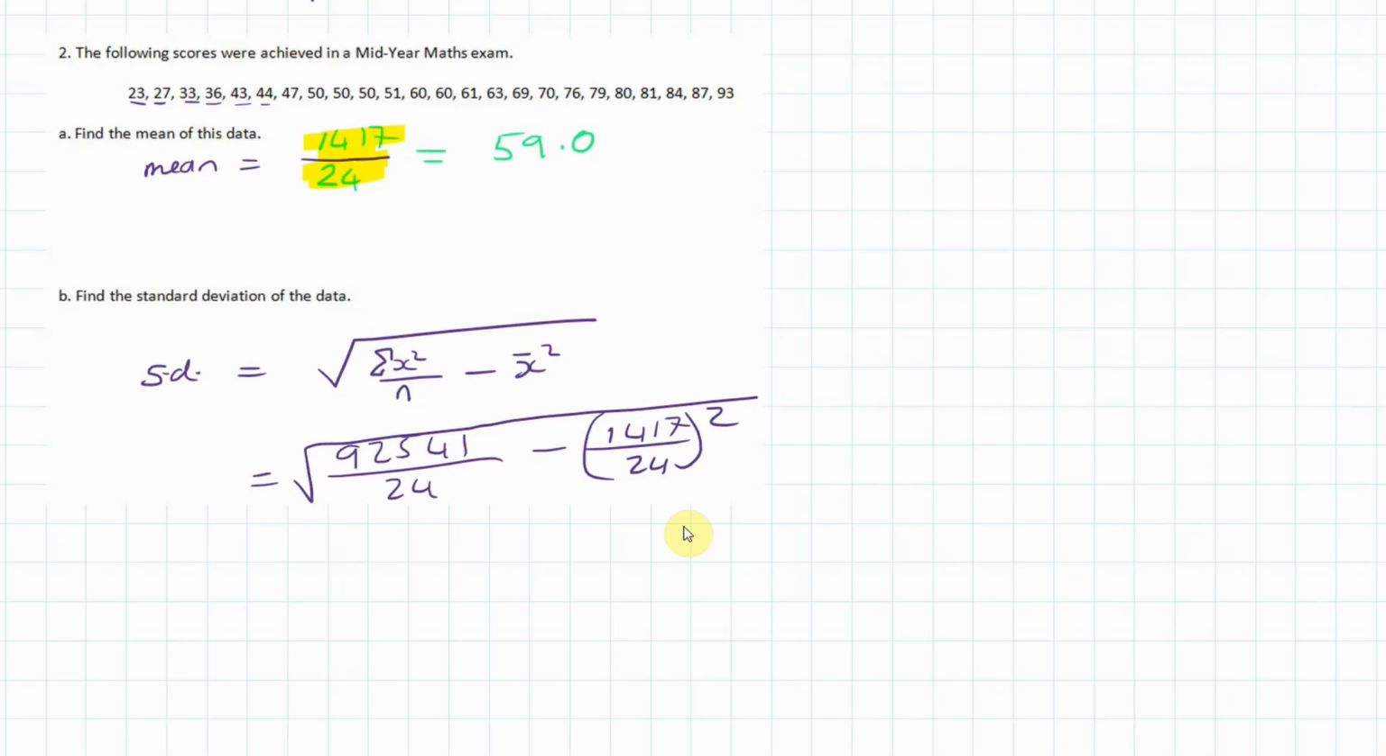What do we get? 92,541 over 24 minus that fraction, 1,417 over 24, and we're going to square that, and then we take the square root of that answer, and I'm getting 19.2 to 3 significant figures as the standard deviation. Alright, and of course we'll have probably talked about what that means in class.